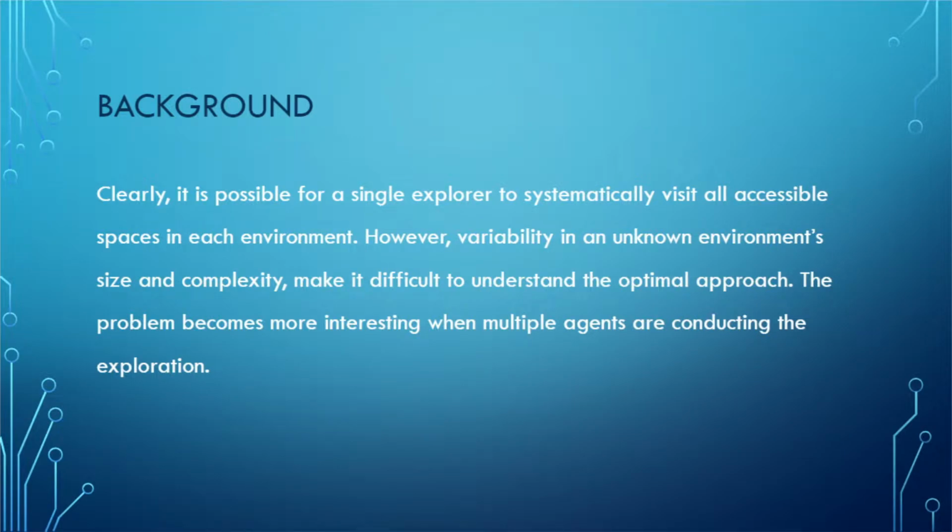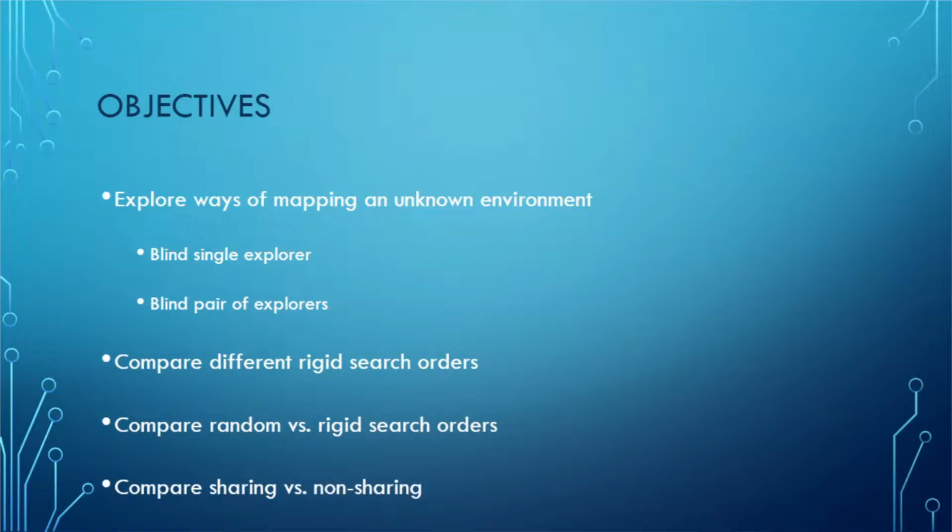Now we know it is possible to explore any map. However, if the contents and size of the map are unknown, the problem becomes more interesting in trying to find an effective search order. This is even more important when we try to introduce more than one explorer. Our objectives included exploring an unknown environment using both blind single and pairs of explorers. The explorers were blinded, so they only knew if a tile was open or closed by trying to move to it. We also compared the search orders to see if they played an important role in whether or not an explorer succeeded.